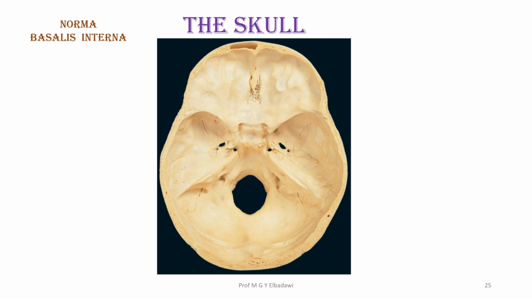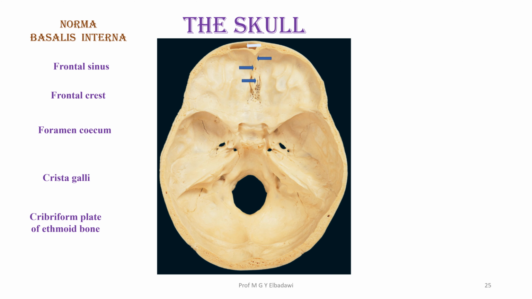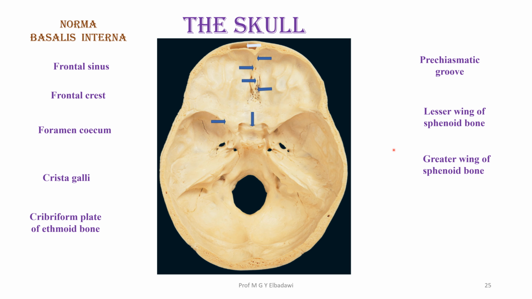Now, the norma basalis interna. The main features we have to look for are the frontal sinus, the frontal crest here, the foramen cecum, the crista galli, the cribriform plate of the ethmoid bone. That is the groove for the optic chiasma, what we call the prechiasmatic groove. That is the lesser wing of the sphenoid, which is apertured by the optic canal. That is the greater wing of the sphenoid, which has the foramen rotundum, ovale, and spinosum.